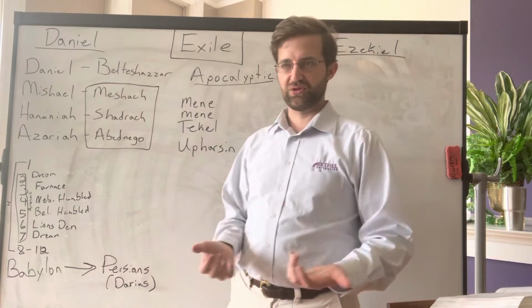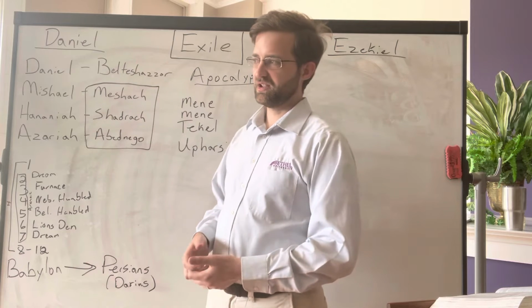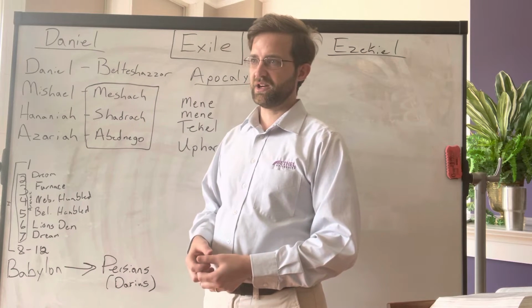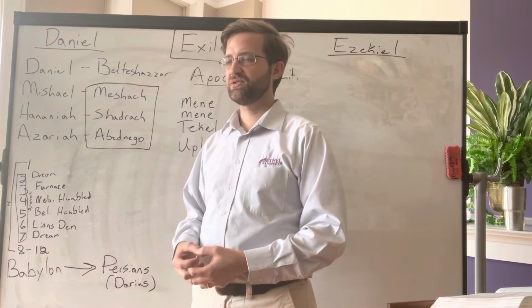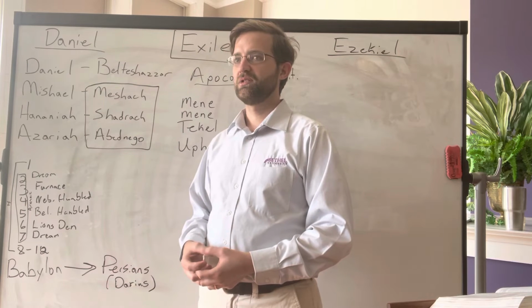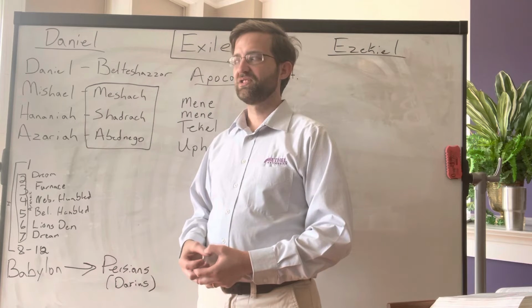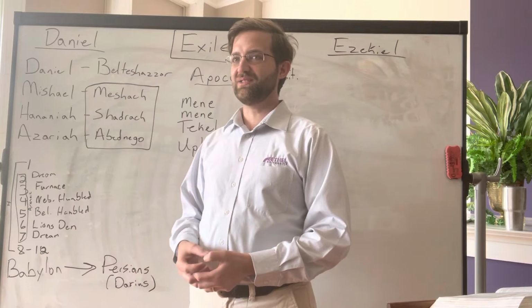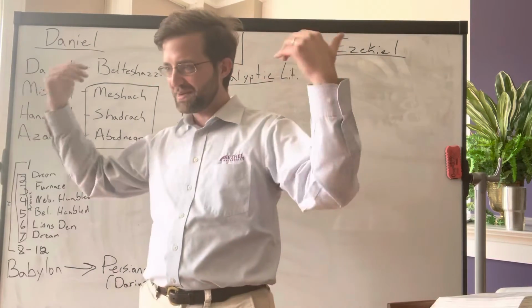And just a minute or two later, the king looks into the furnace, and he turns to somebody nearby and says, "Didn't we throw 3 men bound into the fire?" "Yes, king, we threw 3 men bound into the fire." He says, "Then why do I see 4 men walking around unbound, and the 4th looks like a son of the gods?" And the king shouts, "Shadrach, Meshach, and Abednego, come out."